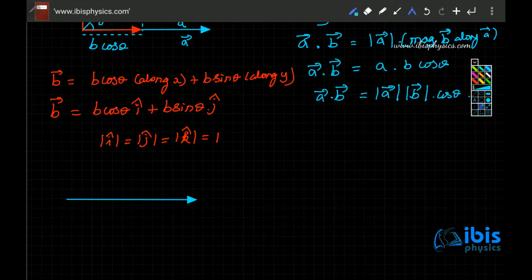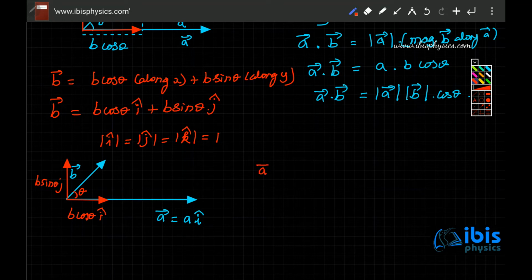So A vector is nothing but A along the x-axis. And B vector is this way, and that B vector has two components. B along the x-axis is B cos theta, and B along the y-axis is B sin theta, because this angle is theta. So this is B cos theta along the x-axis, B sin theta along the y-axis.